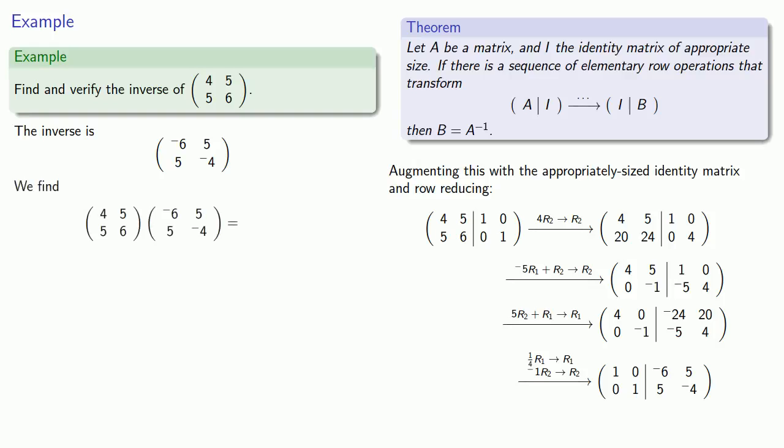So if we multiply on the right by this matrix, we get the identity matrix. And so this really is the inverse. At least, if we multiply on the right, we get the identity, so this is a right inverse. We should verify that this also works as a left inverse.